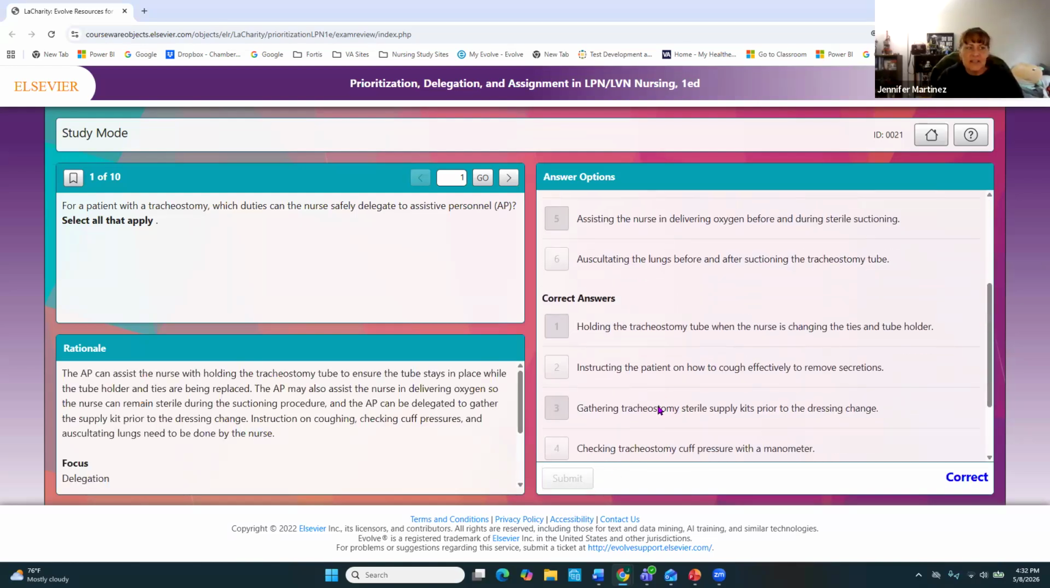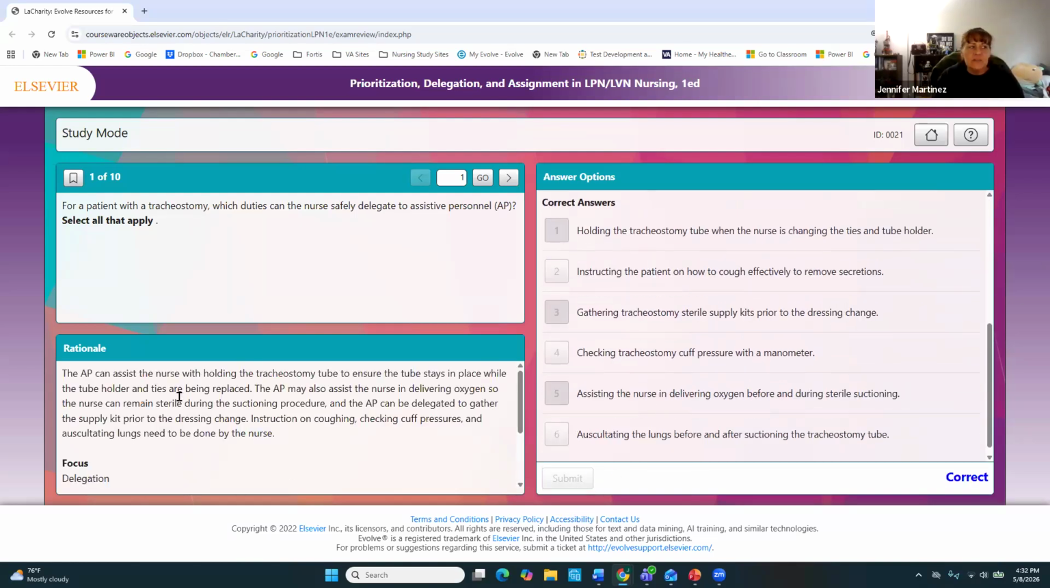All right, so that is correct. The assistive personnel can hold the trach tube when the nurse is changing the ties in the holder. They can gather the supplies, right? Because that doesn't require any kind of independent nursing judgment. And they can assist in delivering oxygen before sterile suctioning. It says sterile suctioning, so the nurse needs to maintain sterility. So they can assist with delivering oxygen, which allows the nurse to stay sterile. They can't auscultate, they can't check the cuff pressure, and they can't instruct.